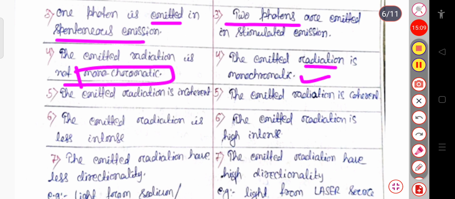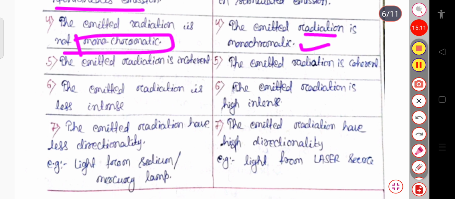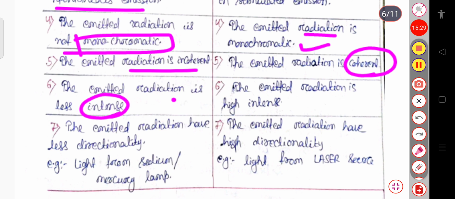The next point is, in case of the spontaneous emission, the emitted radiation is incoherent. But in case of the stimulated emission, the emitted radiation is coherent in nature. Okay. The emitted radiation in case of the spontaneous emission is less intense, whereas the emitted radiation is highly intense in case of the stimulated emission.